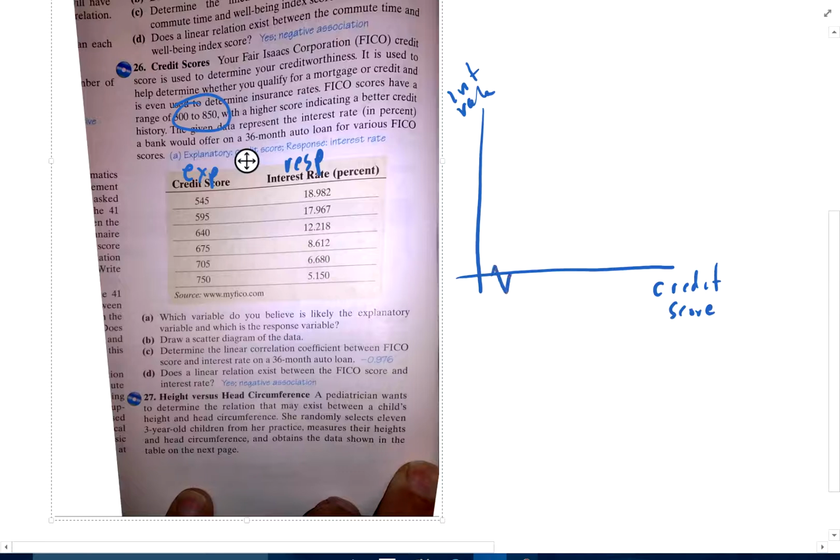So I'm going to do this. Watch this. I'm going to put a little heart thing there and go 500, 600, 700, 800. And then the interest rate, I'm going to do the same thing here. Oh, that's not going to make it. So we're going to go 5, 10, 15, 20. If my credit score is 545, my interest rate's 18. 595 is about 17. 640 is 12.